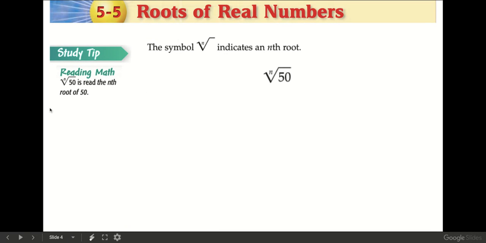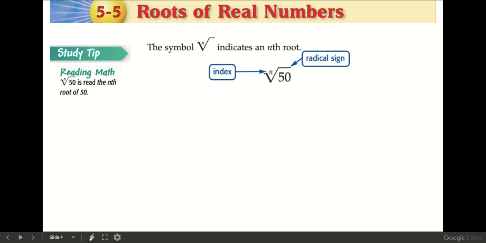Here's an example and a little tip on how you read this. This would read as the nth root of 50. This is the root, and this is what you're taking the root of, 50. So, the nth root of 50. To break this down a bit more, the root that you're taking is known as the index. This is known as the radical sign, which almost looks like a check mark or a V.